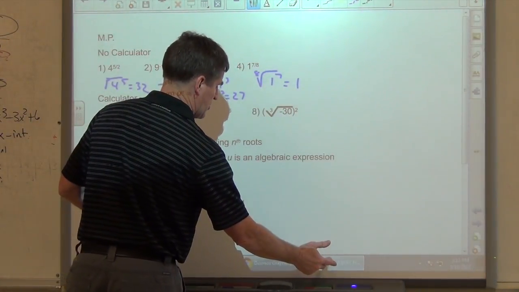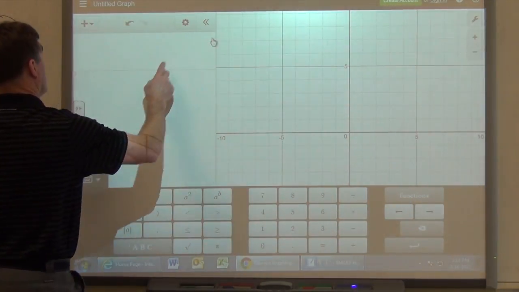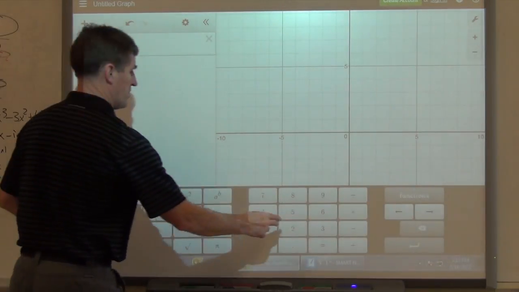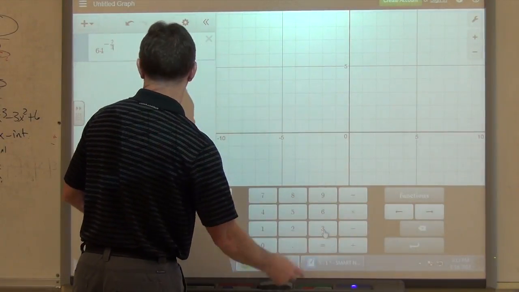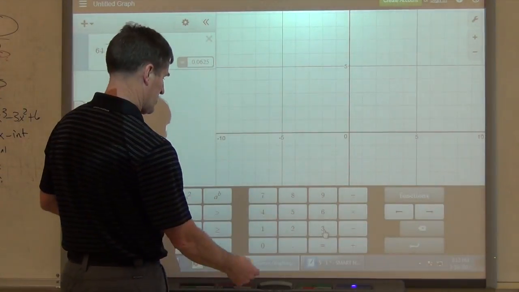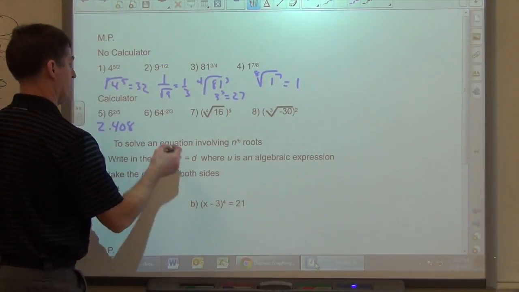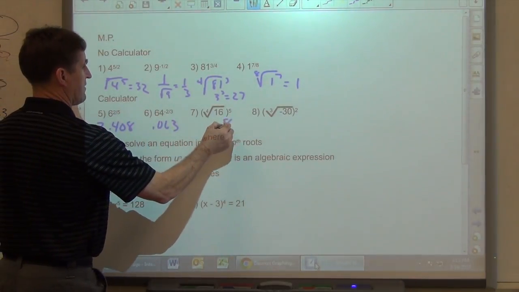And then 64 to the negative 2/3 power. You don't need to change this to a fraction here. You can just go 64 to the negative 2 divided by 3, and it'll just do it for you. It gives us 0.0625, so 0.063. And then again, I'm just going to do this as 16 to the 5/4.